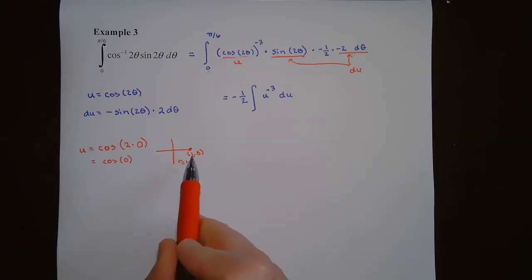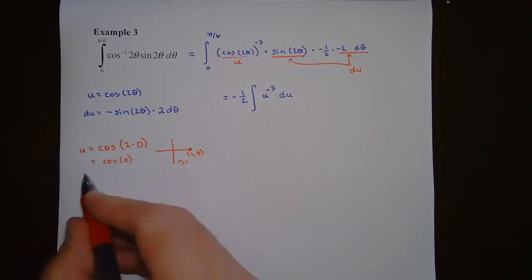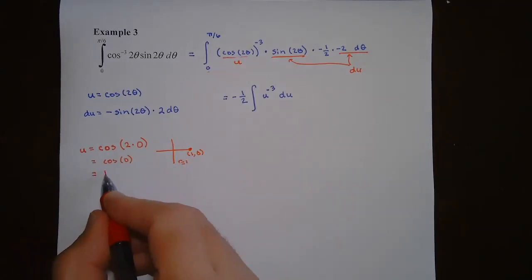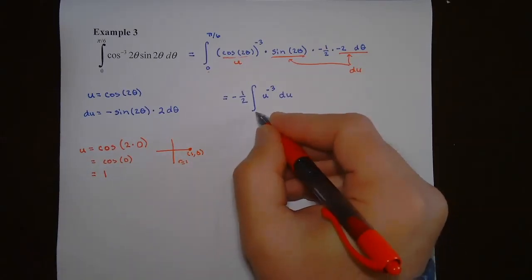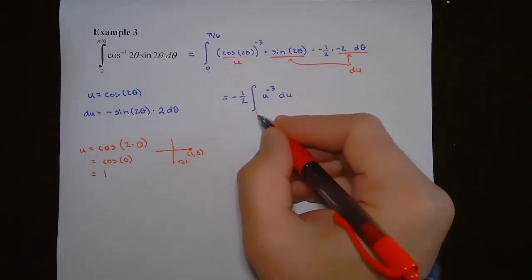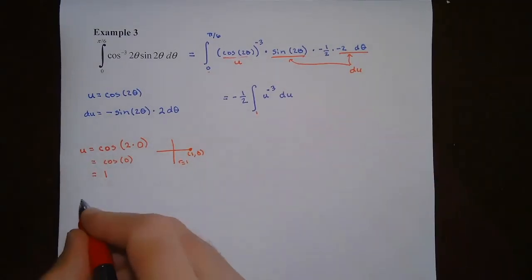Okay, so what's cosine? It's your x over your r. So this would be 1 over 1. So this would be 1. Okay, so our lower limit changes from being 0 to 1 in terms of u. Okay, so now let's do it for pi over 6.